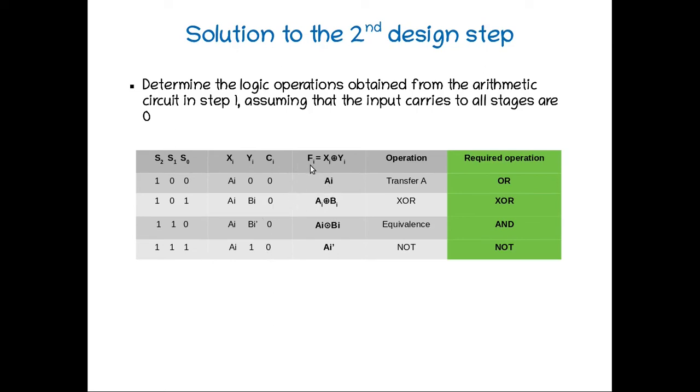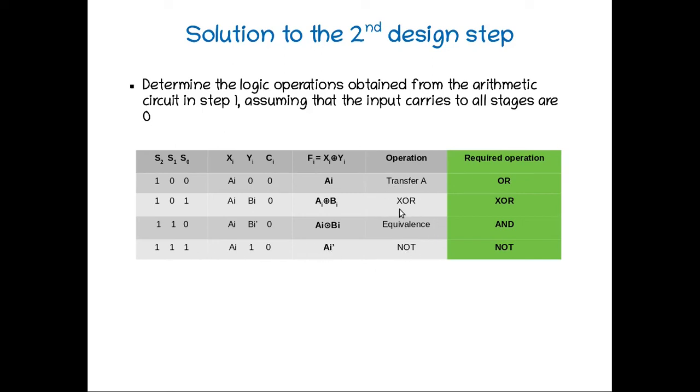So what will be the fi? Fi will be xi XOR yi, which we discussed in the previous slide. So this will become ai, and this will become ai XOR bi, the XOR operation. This will become ai XNOR bi. This is the equivalence or XNOR operation. Then this will become ai complement, or NOT operation.